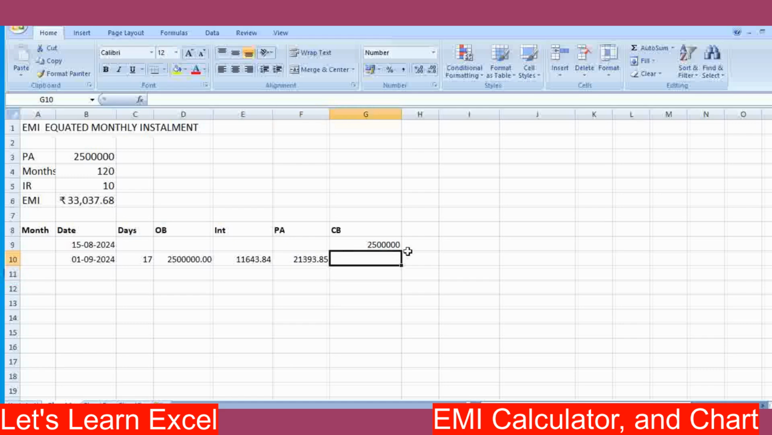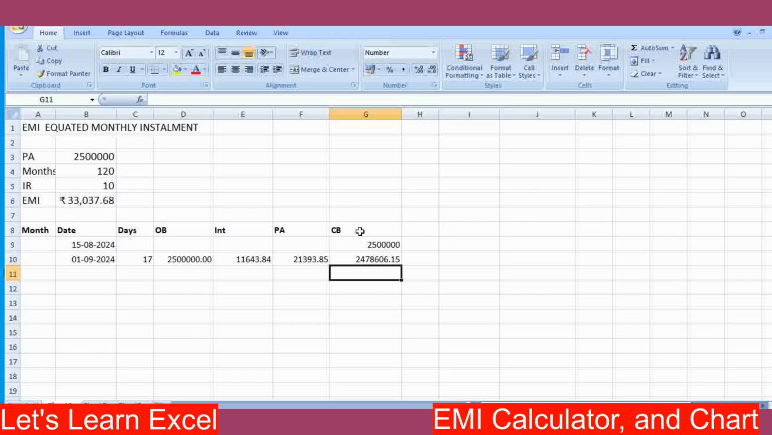Now the closing balance here. Closing balance, again it will be a formula, opening balance minus this principal amount, right. So out of 25 lakhs only 21,000 has been reduced. So this will become 24,78,606. Now so far so good.